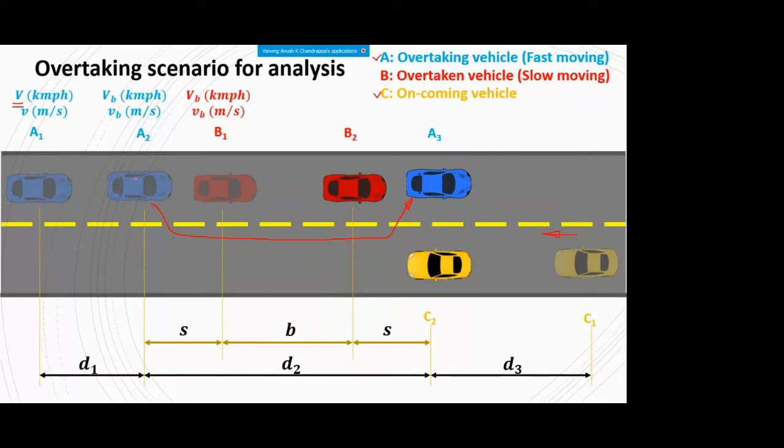And at A2 location, A2 is the location where the driver has decided to overtake and will start the overtaking. So the driver will not be traveling at the same speed V, but the speed will be reduced to VB, and VB is nothing but the speed of the slow moving vehicle, because for a few seconds at least, the fast moving vehicle slows down and matches the speed of the slow moving vehicle, and then it decides to overtake. So that's the more theoretical or safest possible way to overtake.